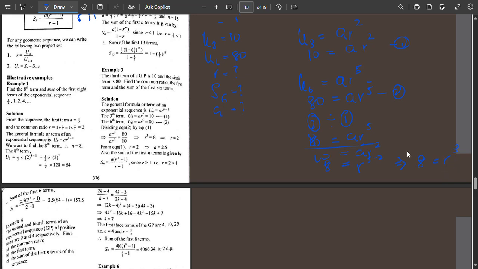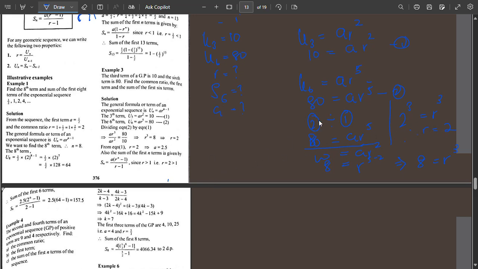Now let's try and find R. How do we find R? Let's solve for R here. We can change 8 to 2 exponent 3, in R exponent 3. If this is the case, then R is equal to 2. So the common ratio is 2.